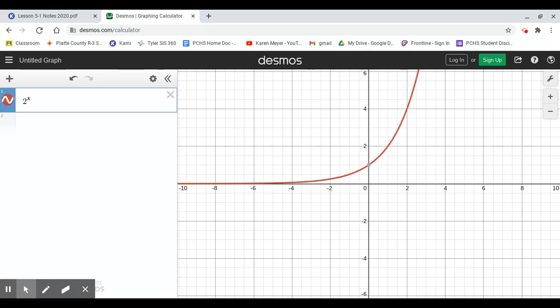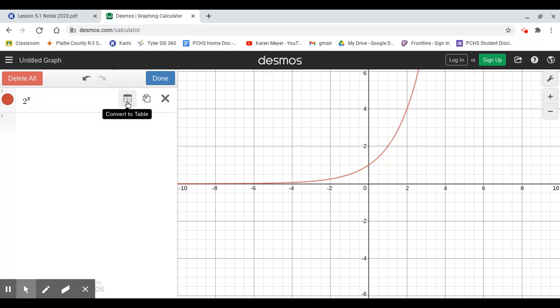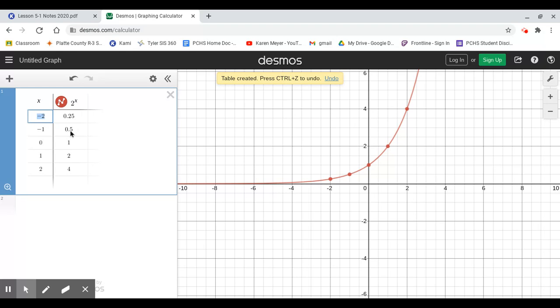And exponential functions are not straight lines. Straight lines are linear. So exponentials are curved. So does everybody notice that we have a curved line? Okay, awesome. To fill in the table on your screen, everybody go to the little gear wheel here. If I click on that, it brings me to the screen. And then right here, you'll see one that says convert to table. So I'm going to click on that.